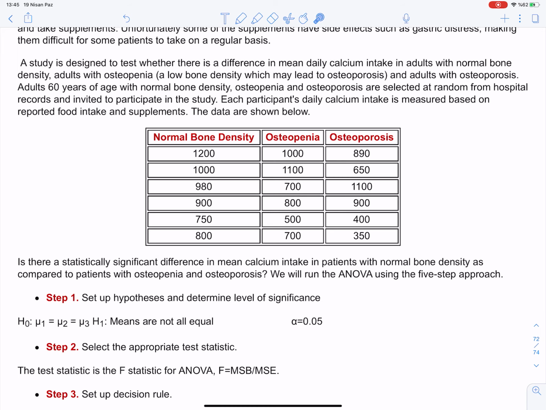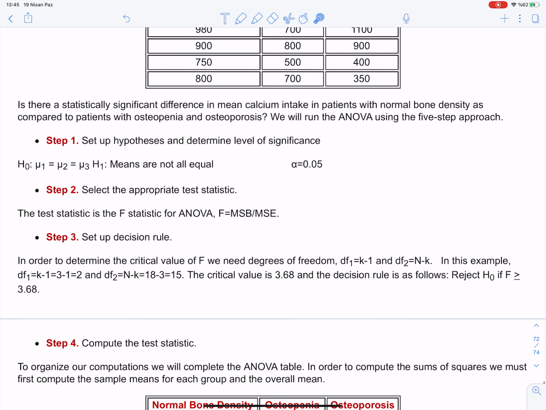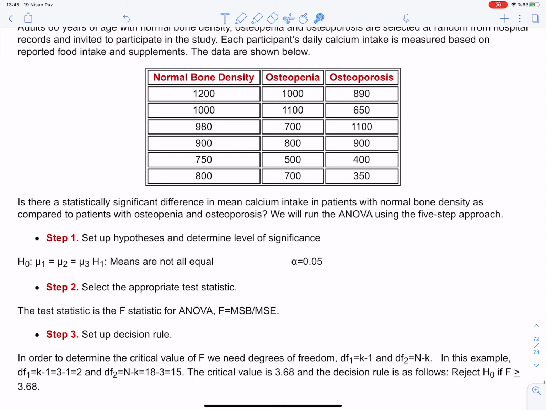Okay, this is it. In step one, construct the null hypothesis against the alternative, and if you're not given the alpha level, use the universal alpha level, which is 0.05, and we use the F statistic and the degrees of freedom. We definitely know that since we have three groups, 3 minus 1 becomes 2, and the number of observations is 18. In each group we have 6: 1, 2, 3, 4, 5, 6. So in total 3 times 6 becomes 18.